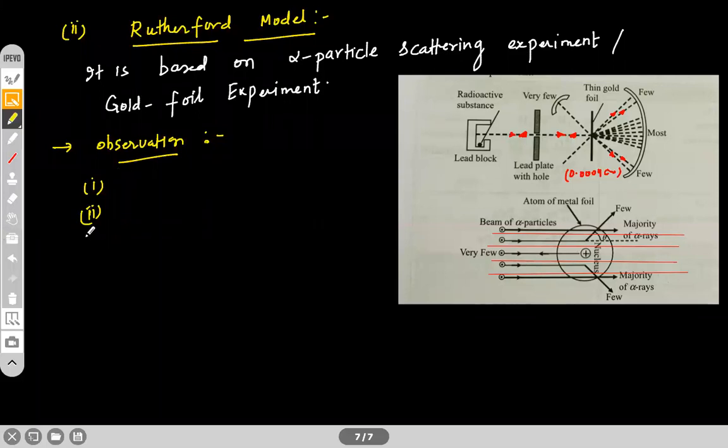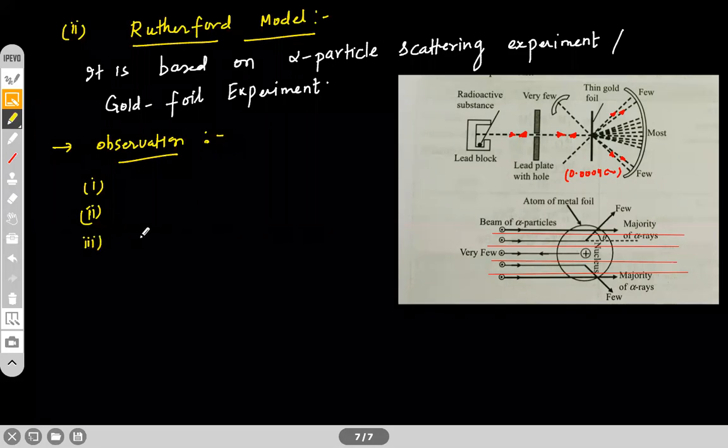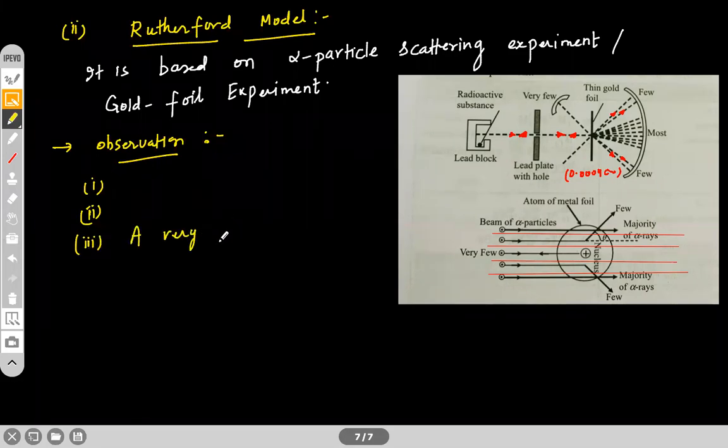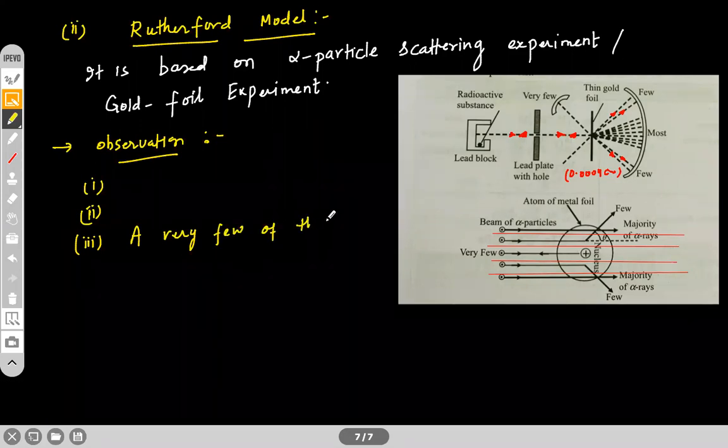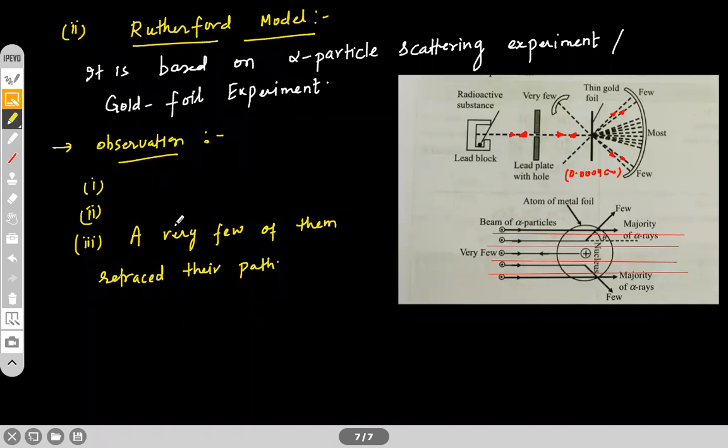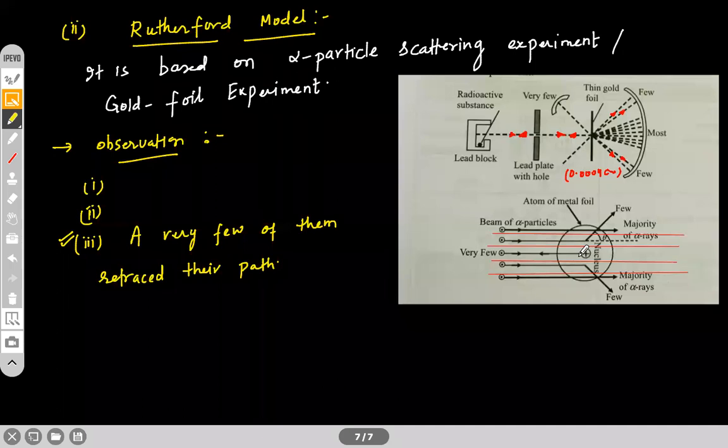Third point. A very few of them retraced their path. This is the very important one. Why did the particles retrace their path? Because the mass of the atom is concentrated in a very small region. So the mass is almost all present here. When it collides with the very heavy mass here, it cannot penetrate it and it comes back following the original path, right? So a very few of them retrace their path.